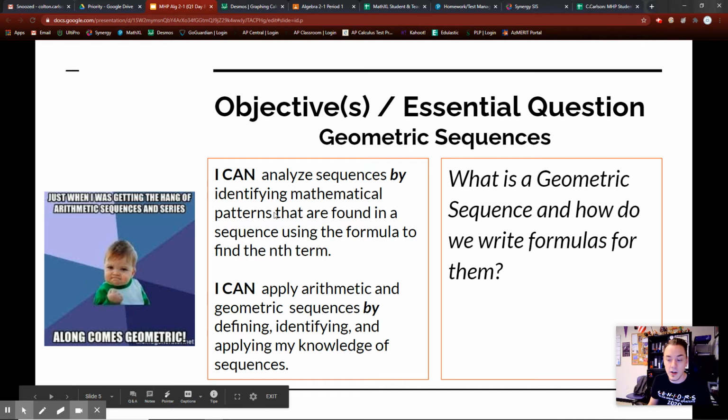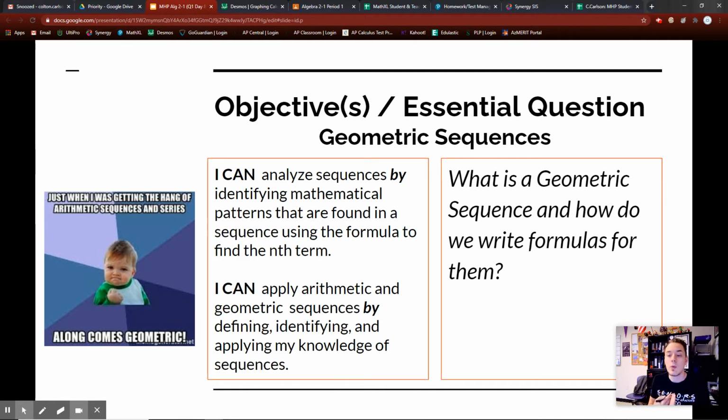All right, let's get started. So now it is essential question. What is a geometric sequence and how do we write formulas for them? You could even kind of add on to this. What's the difference between geometric and arithmetic sequences? We're going to actually discover that as well. Here are the objectives. You don't need to write the objectives down at all. Remember, you don't need to do that. But you do need to write down the essential question.